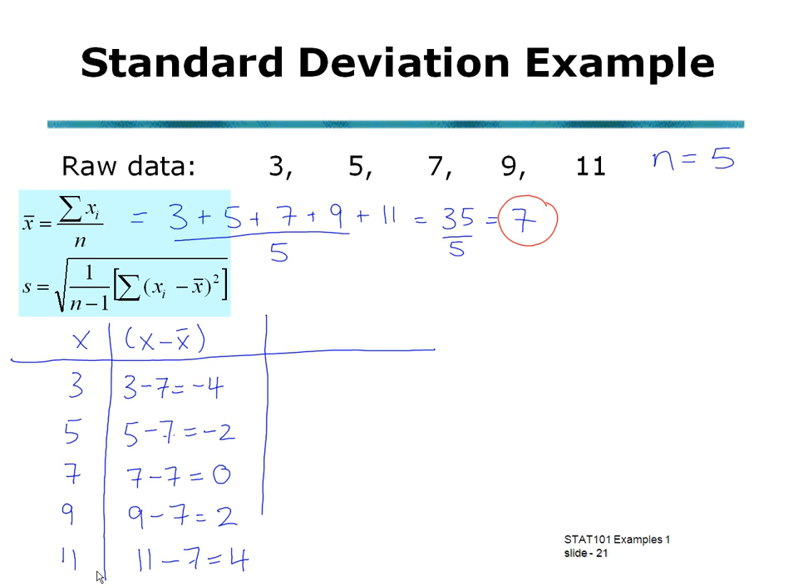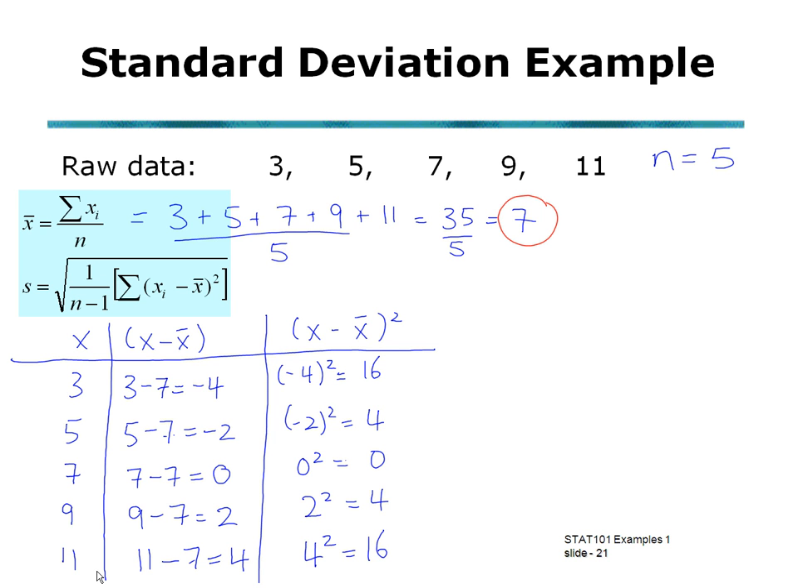Next step, to square the deviations to remove those negative numbers. A negative number squared becomes a positive number. So squaring the previous column, negative 4 squared is positive 16. Negative 2 squared is positive 4. 0 squared remains 0. 2 squared is 4. And 4 squared is 16. We've got the squared deviations.